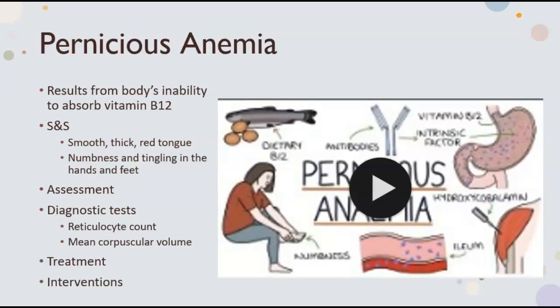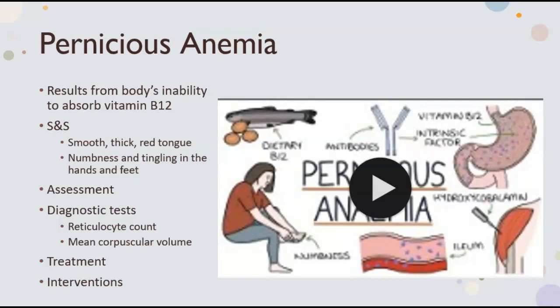Next, we will talk about pernicious anemia. So pernicious anemia results from the body's inability to absorb vitamin B12. Vitamin B12 is necessary for the production of red blood cells. It affects the growth and the maturity of all body cells, and vitamin B12 can also affect the nerves. So if there's not enough vitamin B12, it can lead to the degeneration of nerves and white matter.